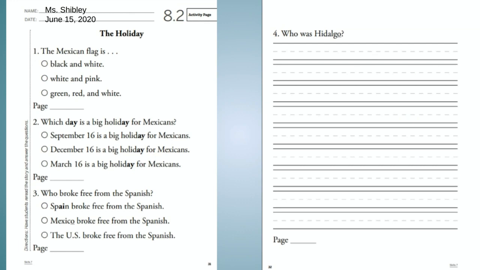Number 2. Which day is a big holiday for Mexicans? September 16th is a big holiday for Mexicans. December 16th is a big holiday for Mexicans. Or March 16th is a big holiday for Mexicans. Fill in the bubble that you think matches the day that is the big holiday for Mexicans.